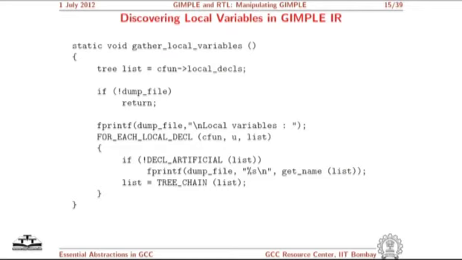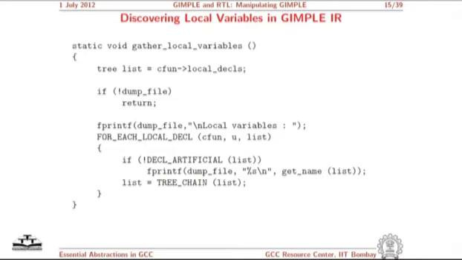So how do I discover local variables in Gimple IR? I write a function, void gather local variables, and I say list cfun local variables. Which function am I talking about, by the way? Which procedure am I talking about? Whose local variables is it finding? This is what comes from the context. So, there is a context, a current function being compiled. This is a global variable that is maintained.